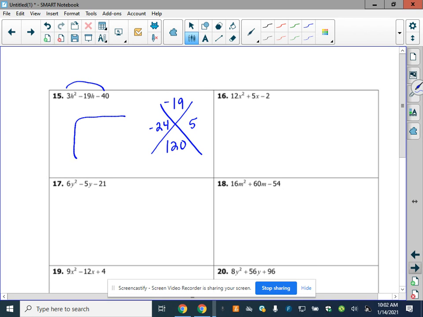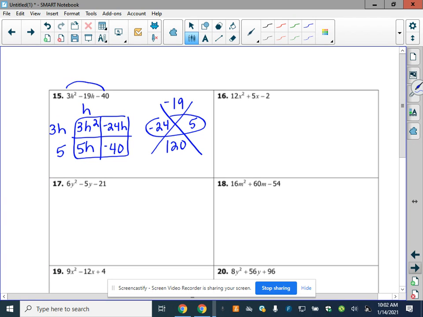I draw my box. Remember, you have to draw a box if the leading coefficient is not 1. So 3h squared, last term in the last box. I take my factors from the x, put them in here with h behind them. I'll look at the top row. I get the greatest common factor, which is 3h. Bottom row is 5. Up and down is h.